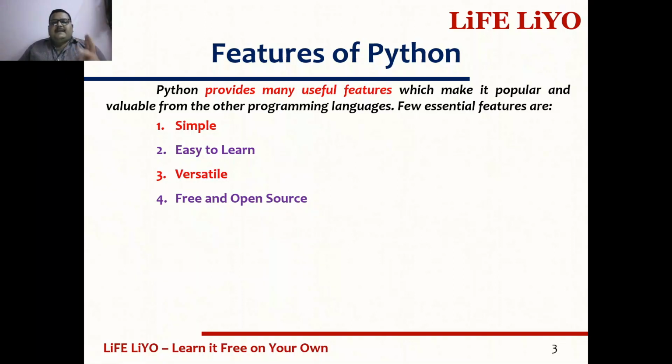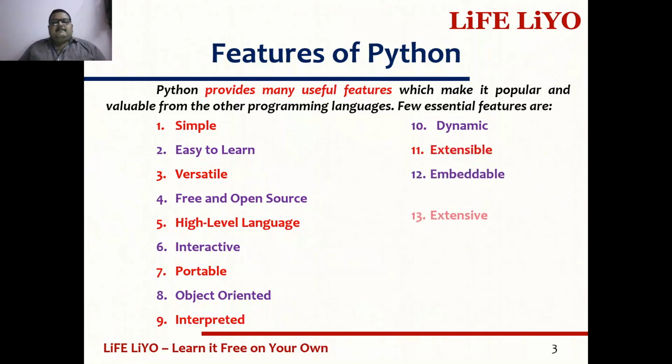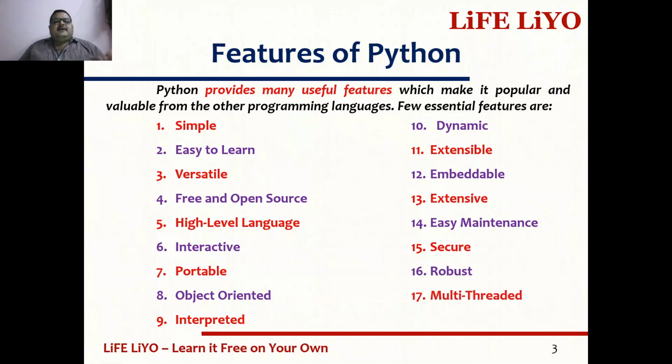free and open source, high level language, interactive, portable, object oriented, interpreted, dynamic, extensible, embeddable, extensive, easy maintenance, secure, robust, multi-threaded, garbage collection. So these 18 are the most important features of Python. Let us look into each and everything briefly.